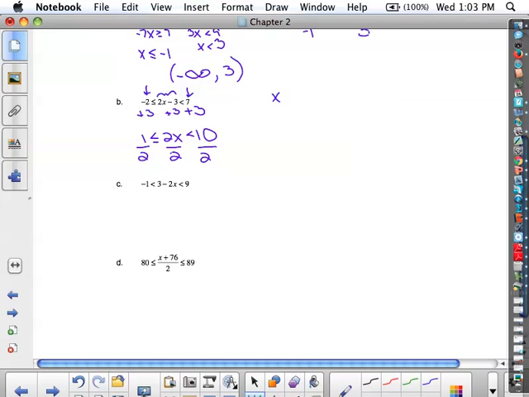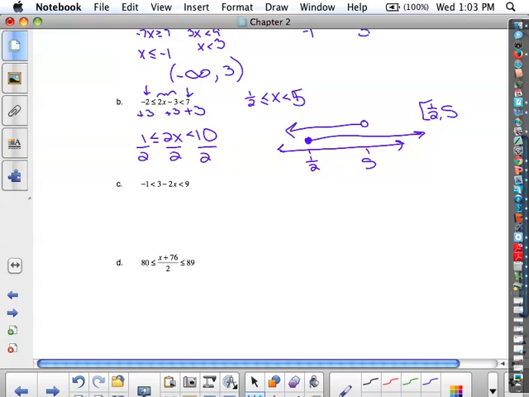When I'm finished, I will have x is greater than or equal to 1/2, but less than 5. So on the number line, here is 1/2, here is 5. X is greater than or equal to 2, but less than or equal to 5. So what region do they share? And that's the region between 1/2 and 5. 1/2 is included, 5 is not.